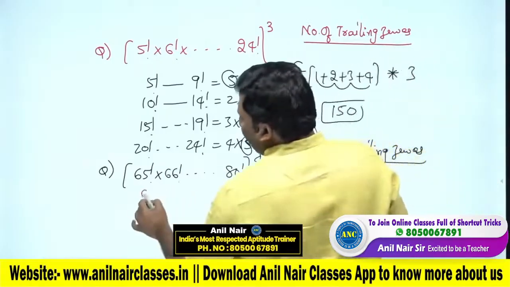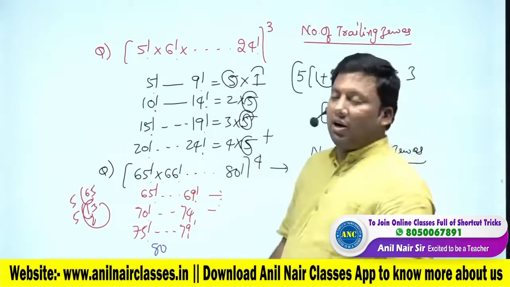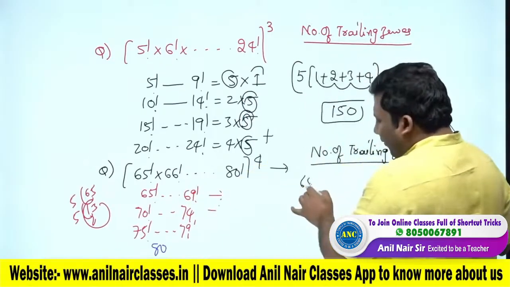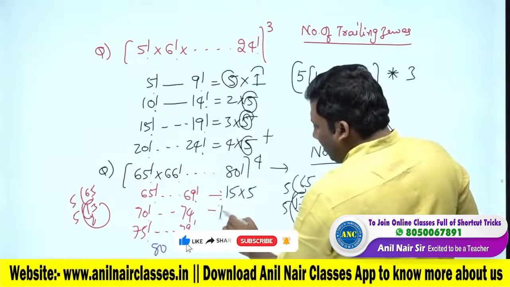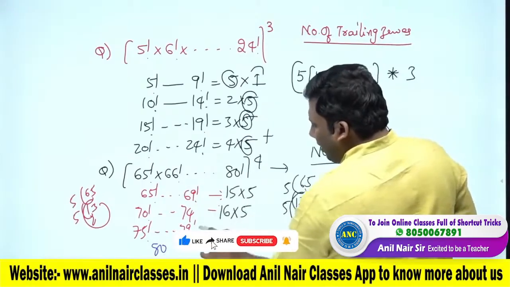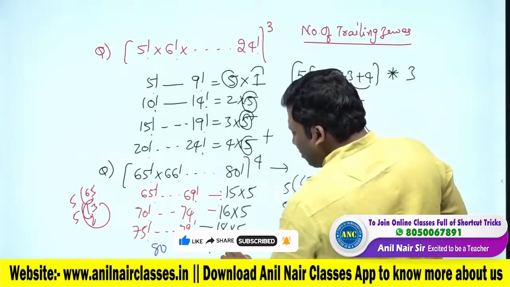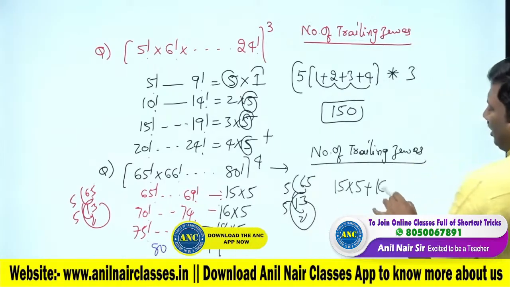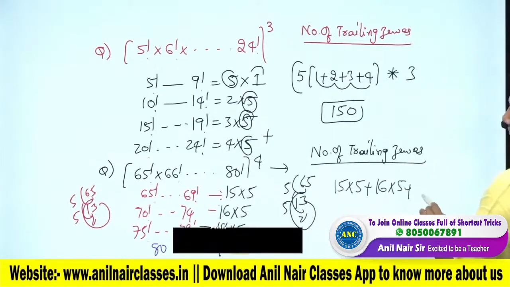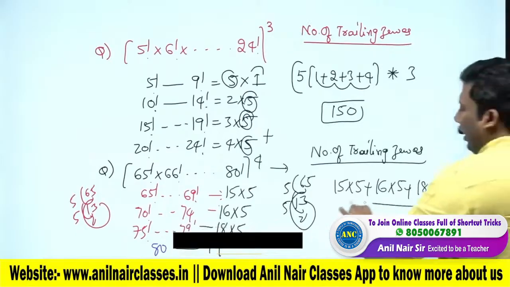First we will do 65 to 69. So for 65, how many zeros are there? 65 will be 5 13s and 5 2s, so it is 15 into 5. This will be 16 into 5. This will be 18 into 5. This will be 19. So the answer will be 15 into 5 plus 16 into 5 plus 18 into 5 plus 19. I hope the idea is clear.